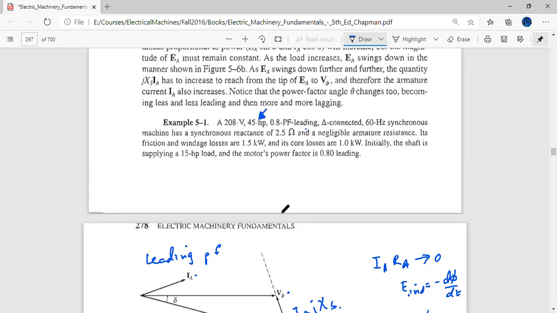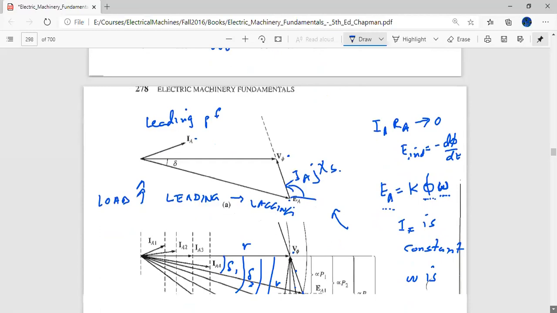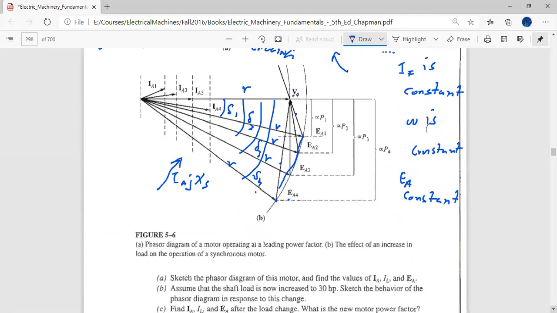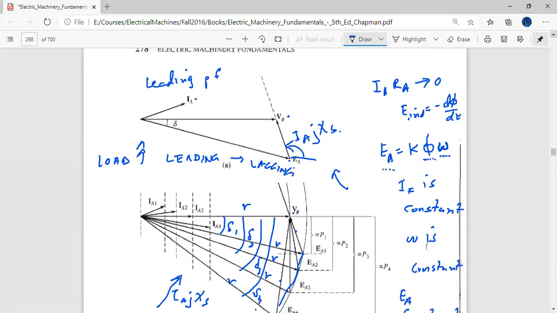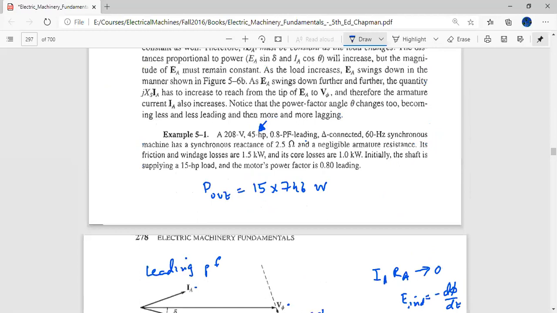So initially we know that P out is 15 horsepower and 1 horsepower is equal to 746 watt. So P out will be equal to 15 into 746 watts. Okay, so what does it say now? And power factor is 0.8 leading. In the first part, it says sketch the phasor diagram of this motor.